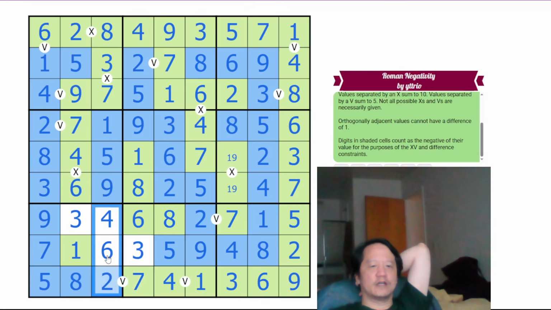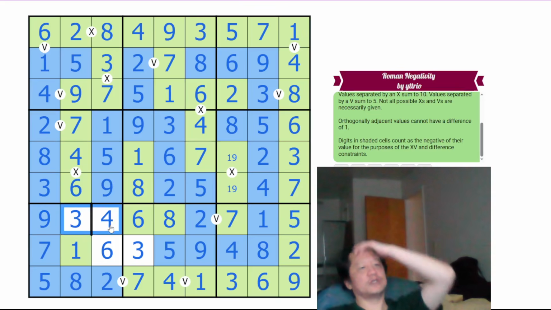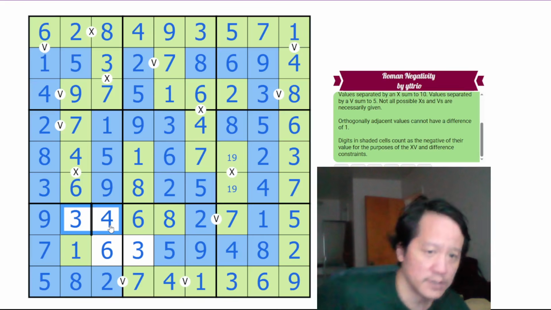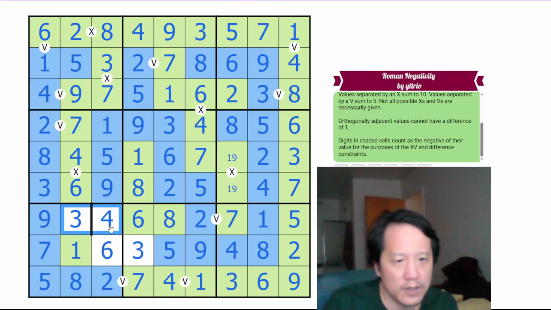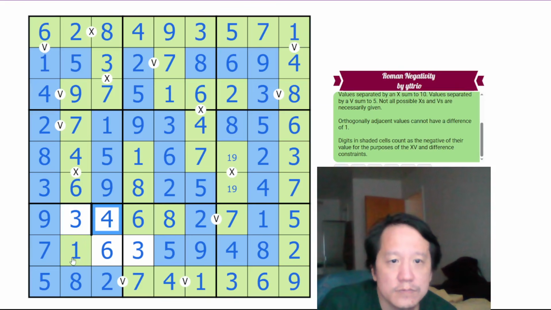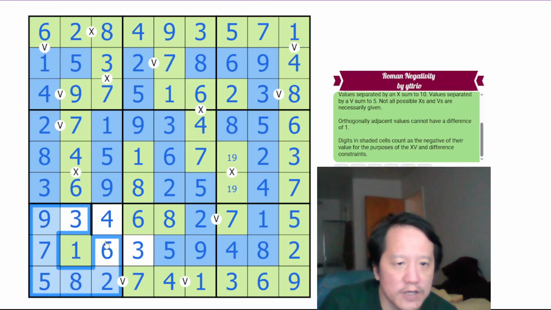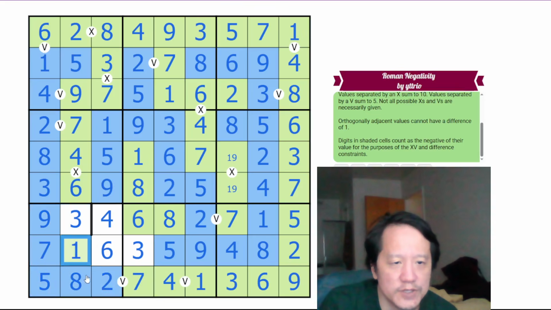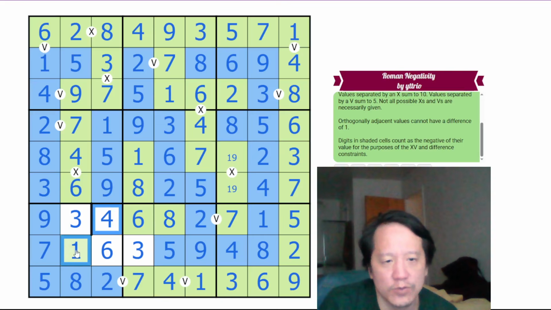We have to orthogonally connect here. These cannot be the same shading, so we know there's a boundary here, because there's a 3 and a 4. If they were the same shading, they would have a difference of 1, guaranteed. If this were blue, it would have to orthogonally connect out here, and then this would not be orthogonally connected to the rest of the greens. So this cannot be blue, which makes that green. So then this must be blue to make sure that they don't have a difference of 1.